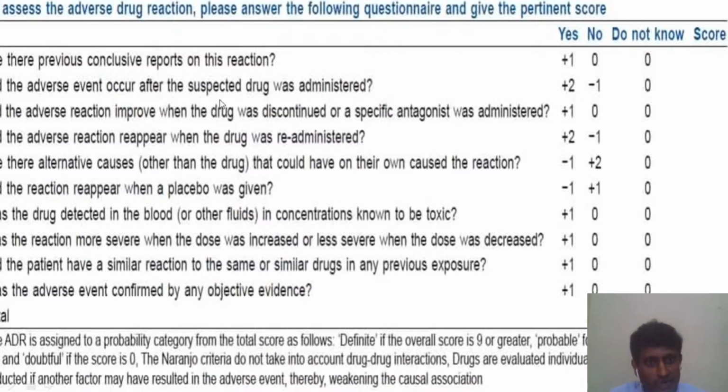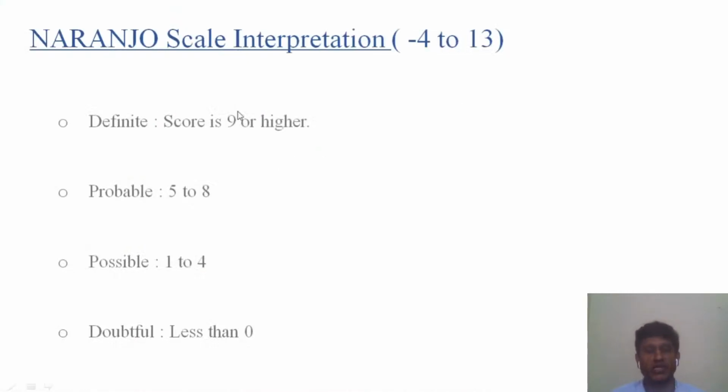If the adverse event occurred after the suspected drug was administered. So again, time. Again, +2 and -1. Based on this, did the adverse reaction improve when the drug was discontinued? Did the adverse reaction appear when the drug was re-administered? Based on this, we have the score, and the conclusion is made based on the score.